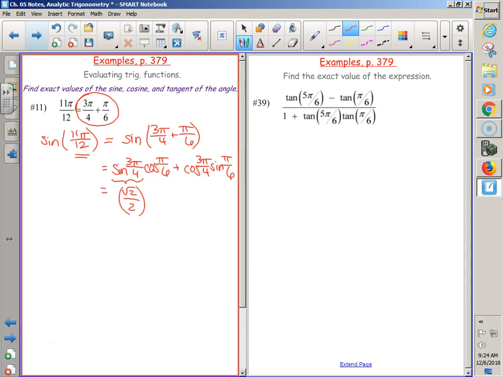Sorry, just kidding. That's the tangent row. 1, 2. 1, 2, 3. 3, 2, 1. 3. Pi over 6 is the beginning. Cosine of 3 pi over 4. 1, 2, 3. 3, 2. Oh, 2. Square root of 2 over 2.